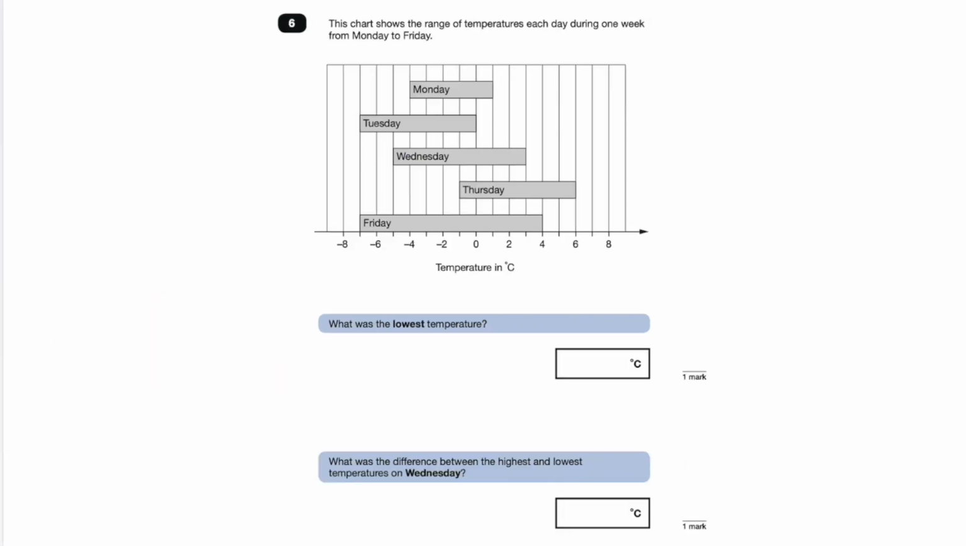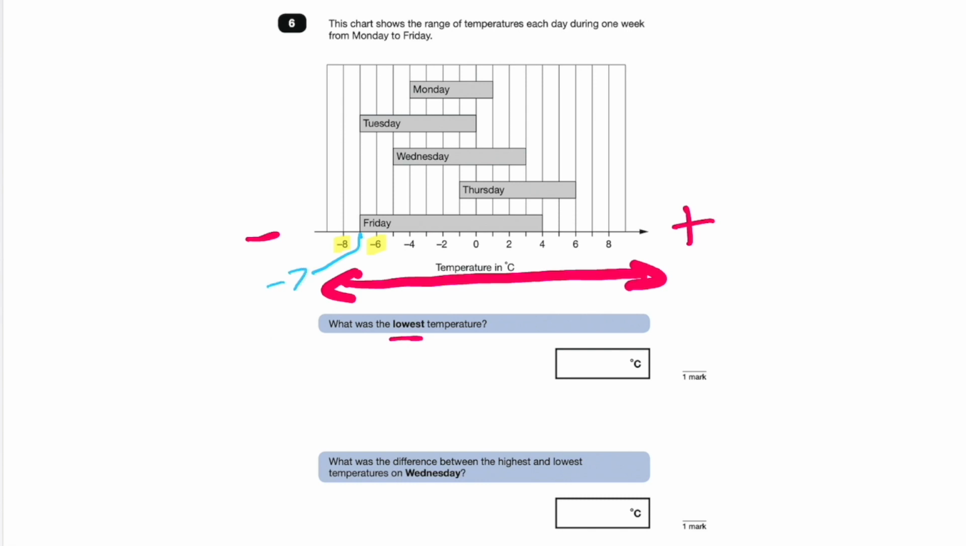Okay, question 6 says this chart shows the range of temperatures each day during 1 week from Monday to Friday. We have the temperature across the bottom and we have the days going across our chart. Then question 1 says what is the lowest temperature? Well, looking at our numbers, we have positive values over here and more negative values on the left hand side. So looking at my negative values, I can see we have a -8, but no day reaches -8. I have a -6, and we have Friday and Tuesday that go past -6 onto this spare line here, which would therefore be -7 between the -6 and -8.